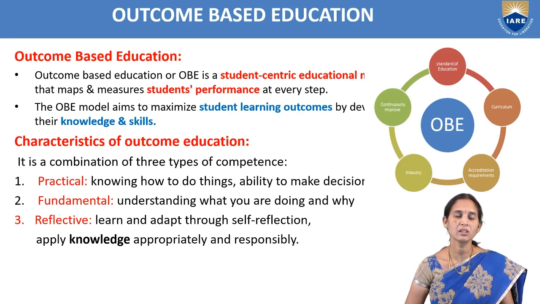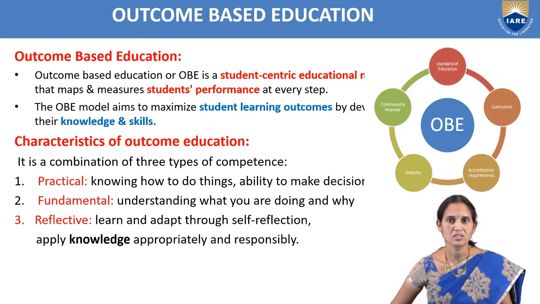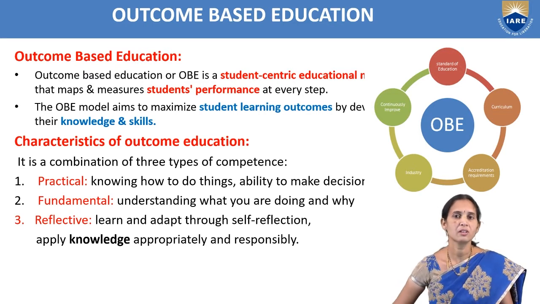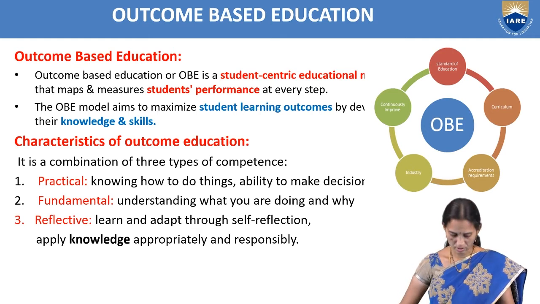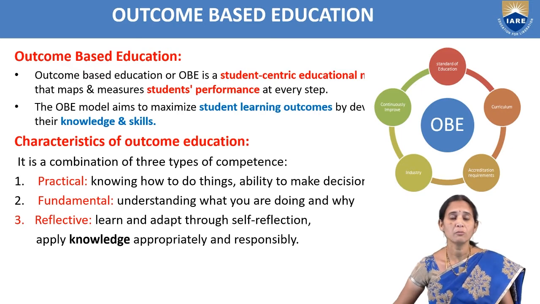This means after learning the concept, after learning the theory, after learning the course, they have to go for application. So they will apply. So the characteristics of outcome based education are, first, practical: students will learn the concept through practicals, and also they will learn the fundamentals, and also they will apply what they learned.